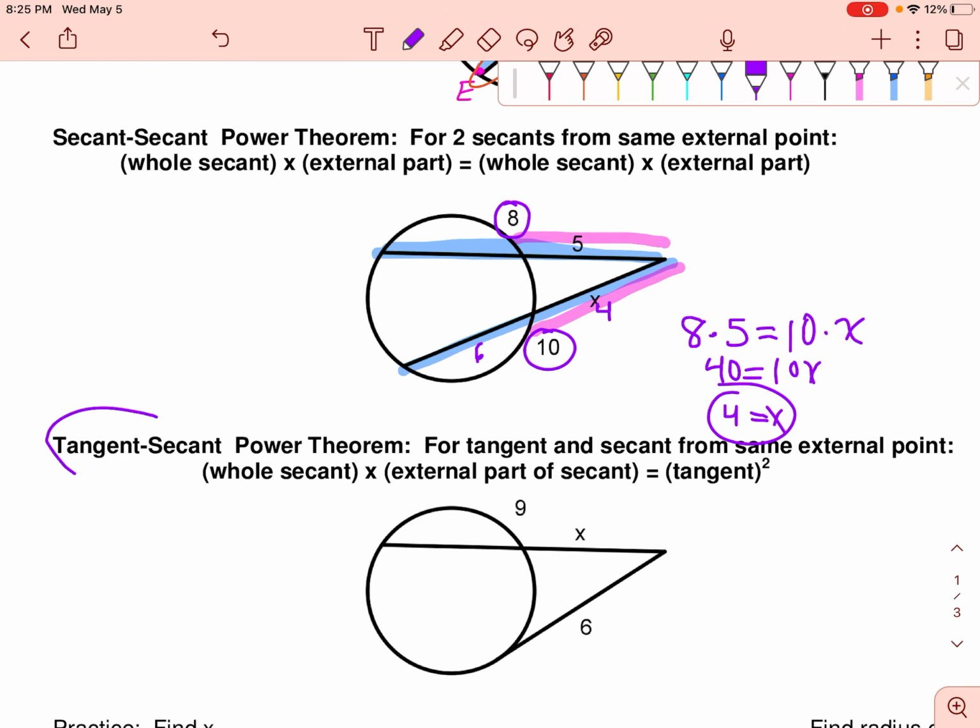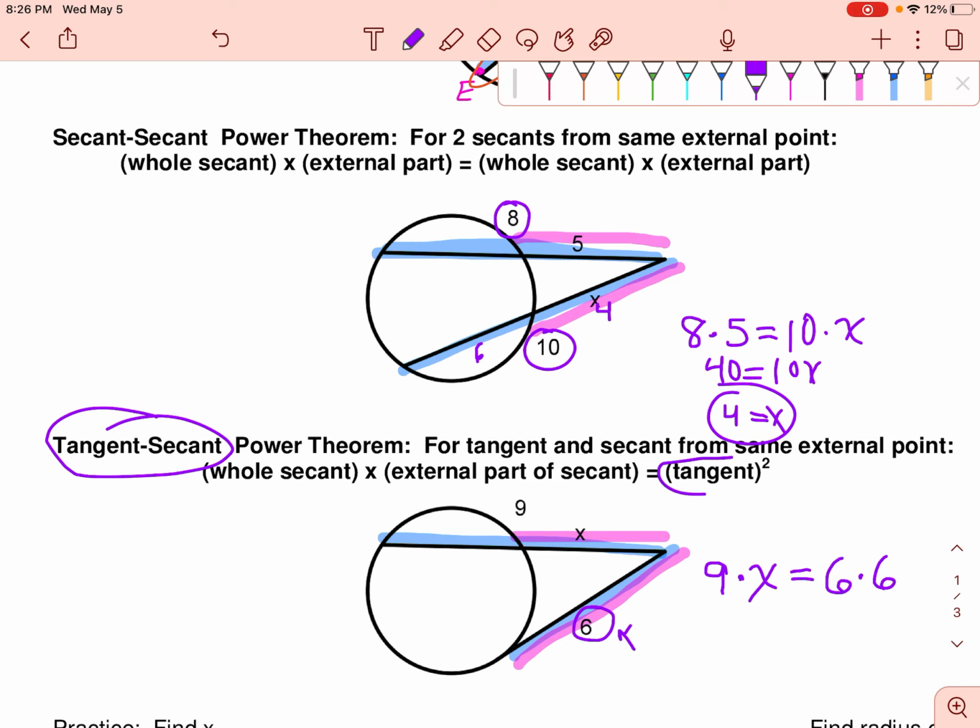Same thing with the tangent secant, okay? So it's the whole thing times the part sticking out is equal to the whole thing times the part sticking out. The only difference is the whole thing and the part sticking out here is the same. But to me I would say it's the same thing. So I would do the whole thing, which is 9, times the part sticking out, which is x, is equal to the whole thing, which is 6, times the part sticking out, which is 6.